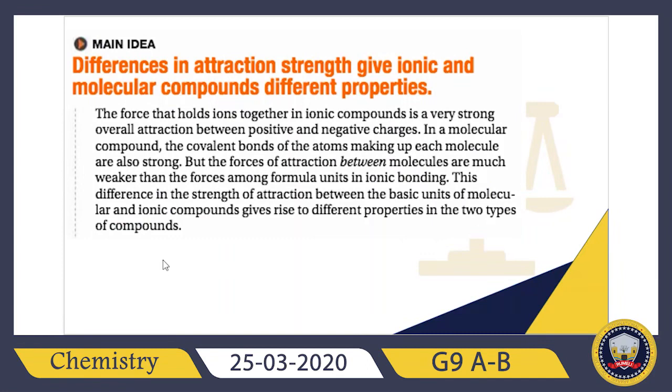So now each ionic compound has different properties. That's obvious. For example, let's read together. The force that holds ions together in ionic compounds is a very strong overall attraction between positive and negative charges. In a molecular compound, the covalent bonds of the atoms making up each molecule are also strong, but the forces of attraction between molecules are much weaker than the forces among formula units in ionic bonding. This difference in the strength of attraction between the basic units of molecular and ionic compounds gives rise to different properties in the two types of compounds.